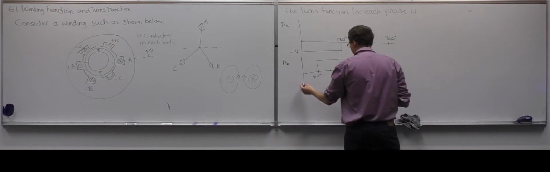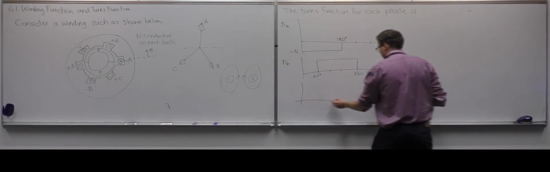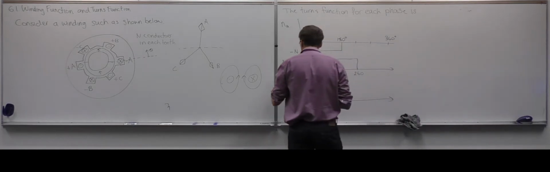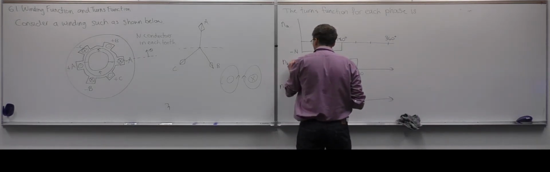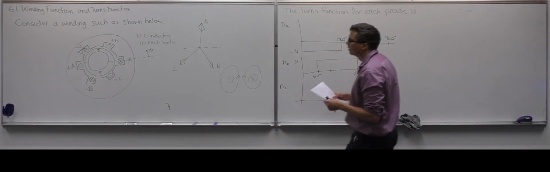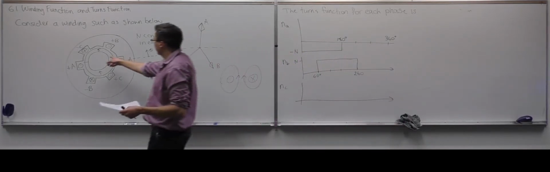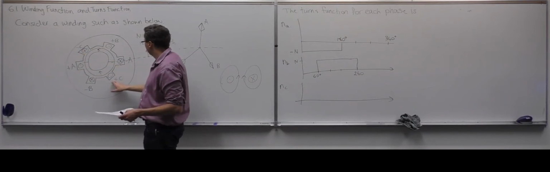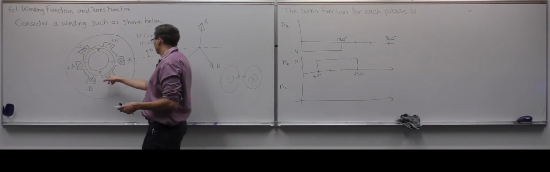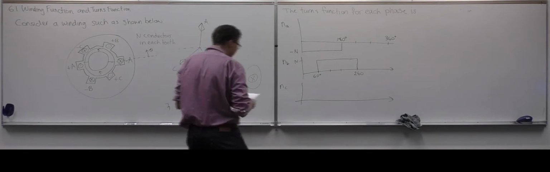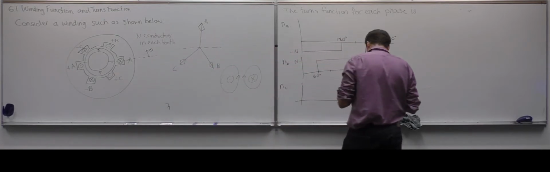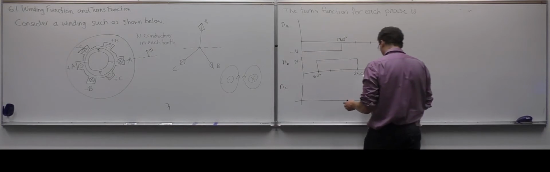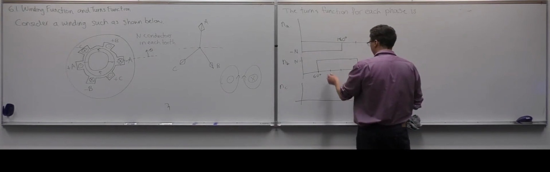And then we have the C turns function. That starts at 120 degrees going into the page, and then at minus 60 or 300 comes out of the page. So we have 120, which would be around here.